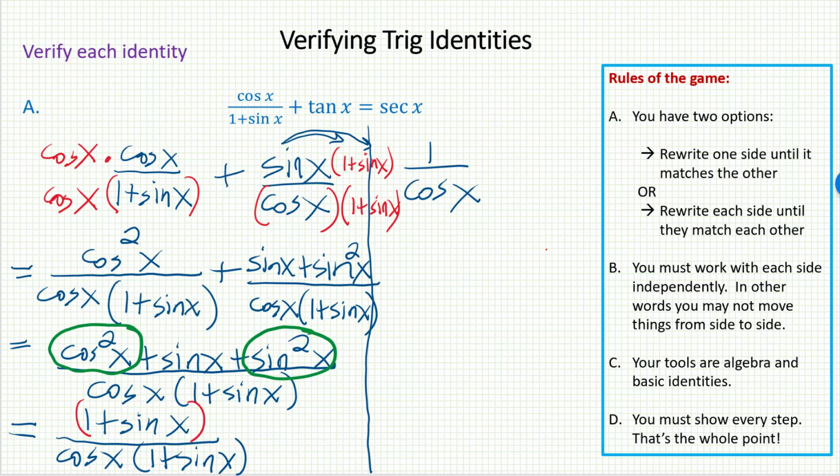It doesn't factor. And now I have a common factor on the top and on the bottom, namely 1 plus sine x. So I can divide the top by that. I can divide the bottom by that. I'll put my last step here to the side. I'm left with 1 on the top and cosine x on the bottom, and we're done. We made a match. We have verified the identity.